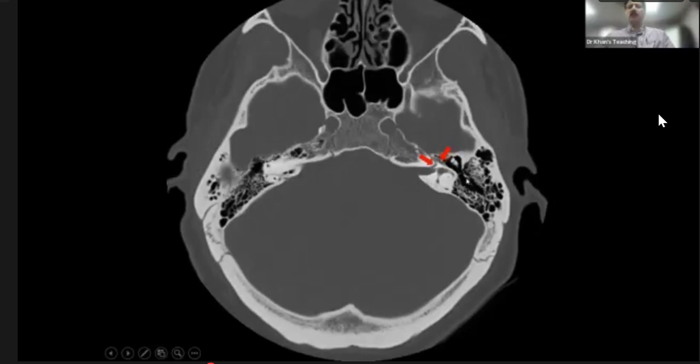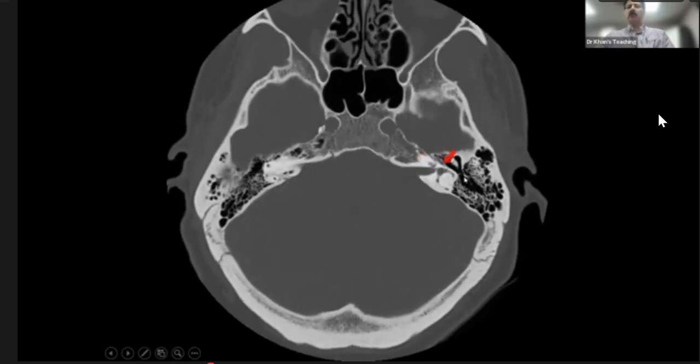This is what we call epitympanum. And you can see this hourglass appearance. This is known as additus ad antrum. This is the epitympanum. This is known as additus ad antrum. And this is the mastoid antrum. And these are the mastoidal cells.